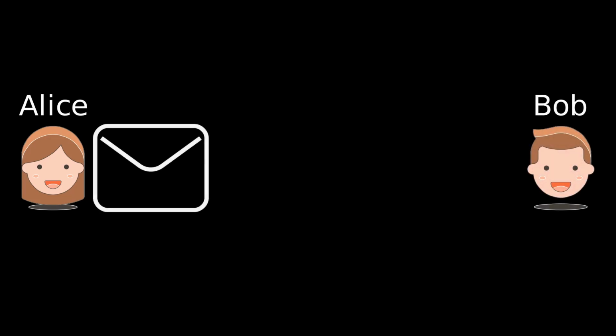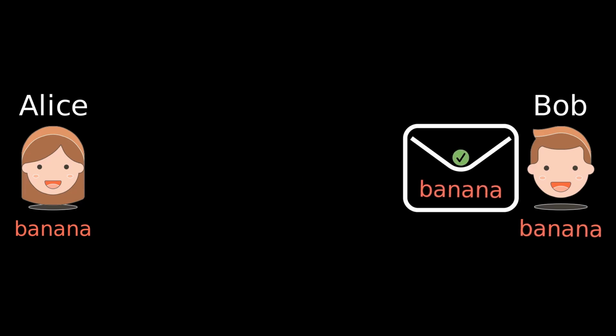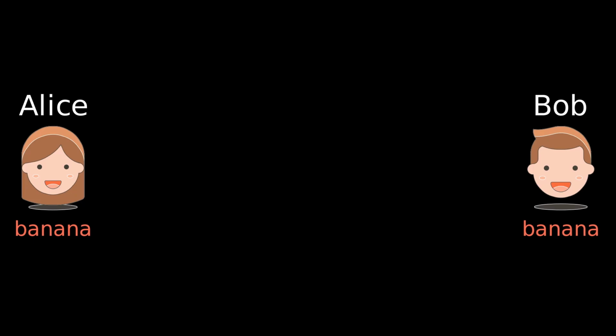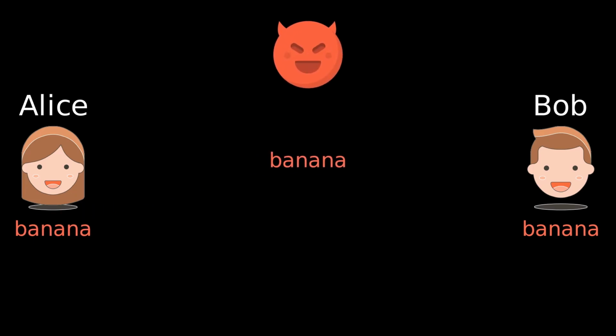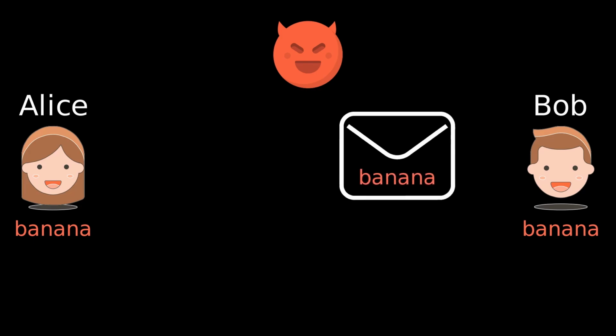Alice wants to send a message to Bob, but she needs to make sure Bob knows it's really her and not some imposter. They agree on a secret password, like banana. Alice includes the secret password in her message, and Bob uses it to confirm it's really her. Simple enough, right? But there is a problem. If someone steals the password, they can pretend to be Alice. Yikes.